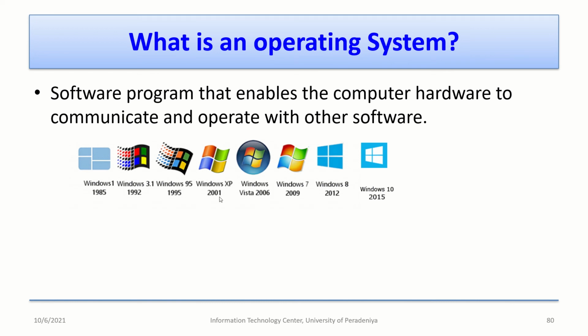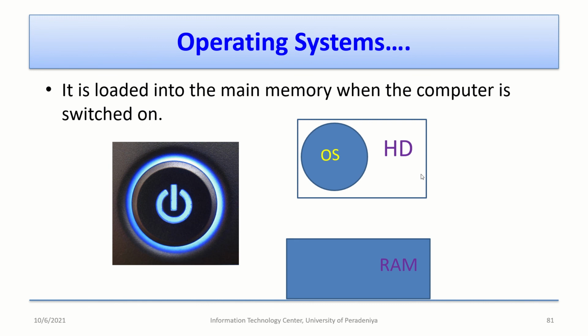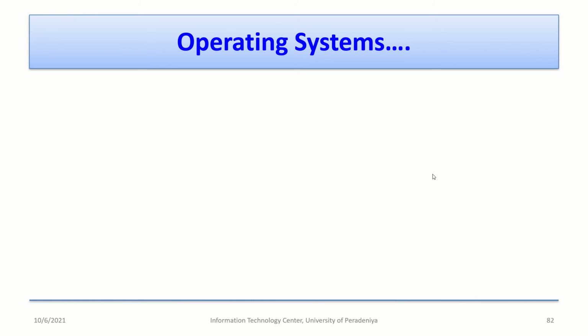So now, this is the evolution of the Windows operating system. You know this, right? Here we have some Linux operating systems, including CentOS, Fedora, Ubuntu. Those are Linux platforms, right? And then, an operating system is loaded into the main memory from the hard disk at what time? When you switch on the computer, the operating system is loaded into the main memory, that is RAM, from the hard disk, right?